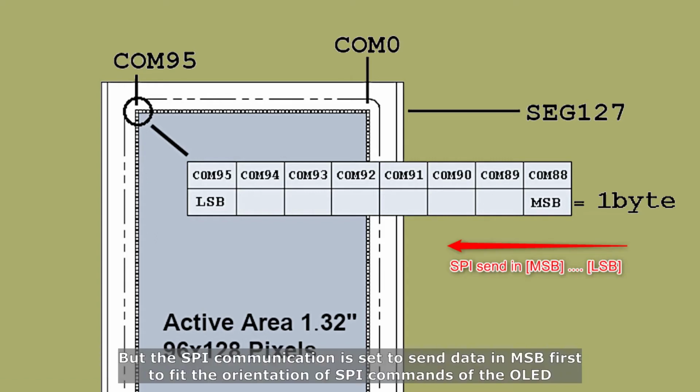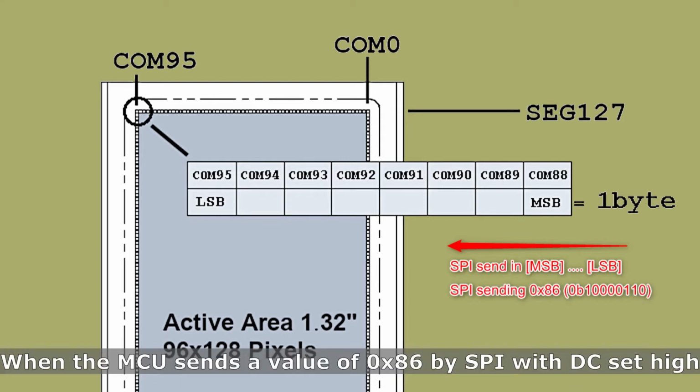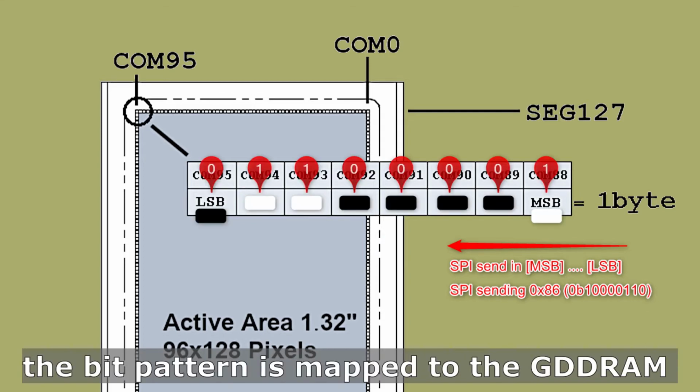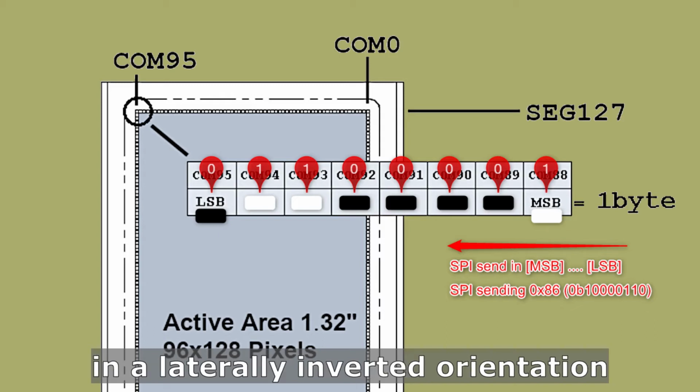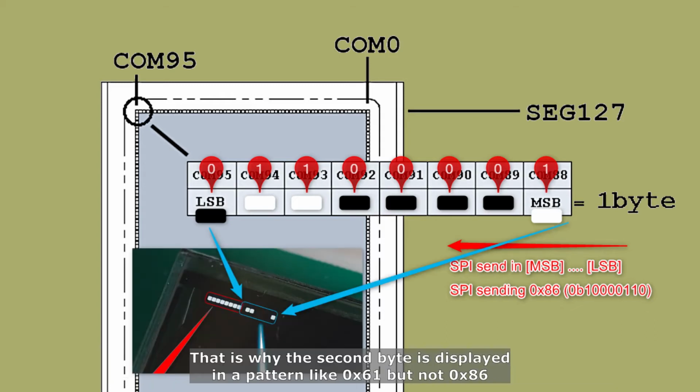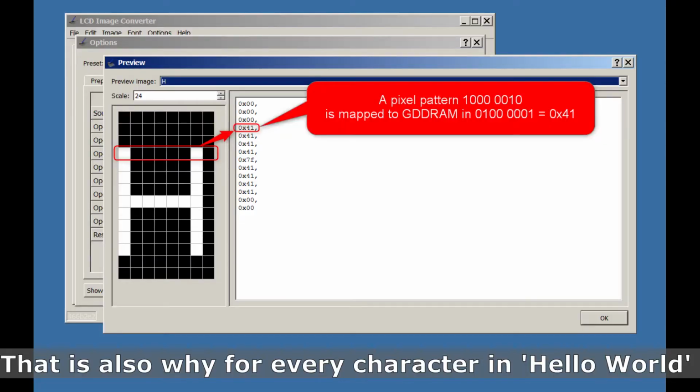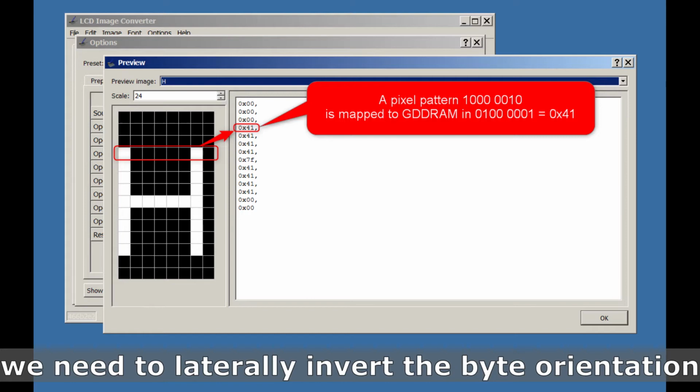But the SPI communication is set to send data MSB first to fit the orientation of SPI commands of the OLED. When the MCU sends a value of hexadecimal 86 by SPI with DC set high, the bit pattern is mapped to the GDDRAM in a laterally inverted orientation. That is why the second byte is displayed in a pattern like hexadecimal 61 but not 86. That is also why for every character in Hello World, we need to laterally invert the byte orientation.